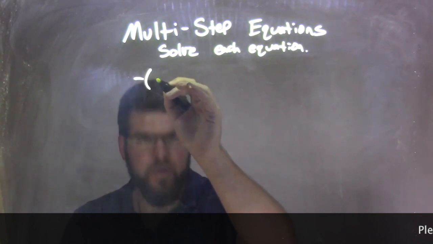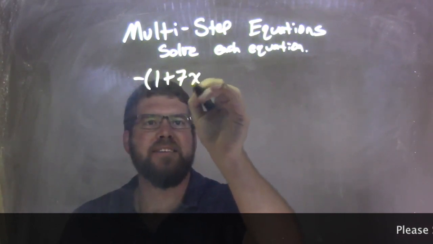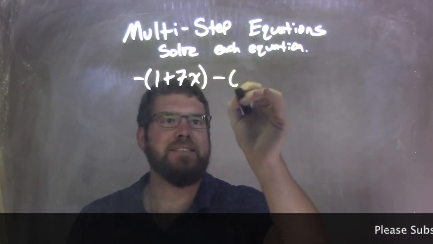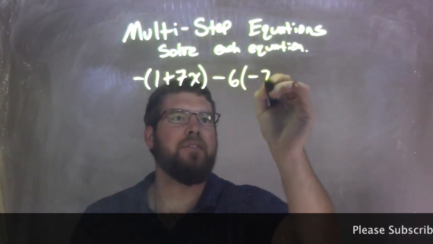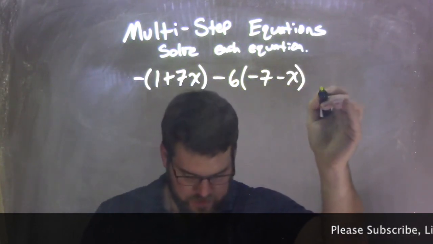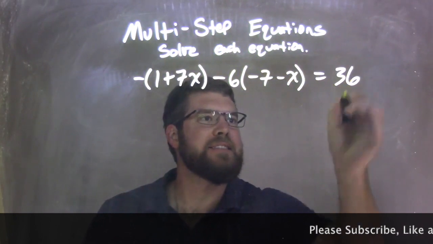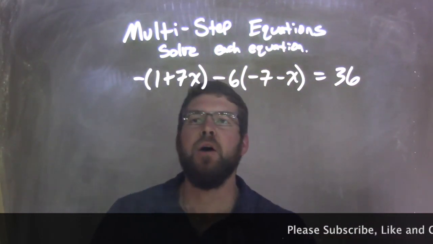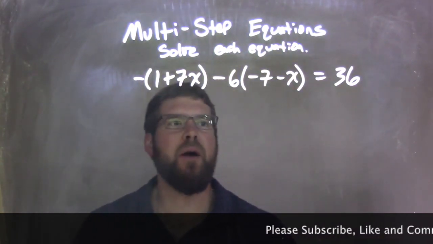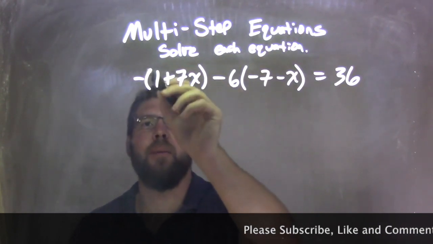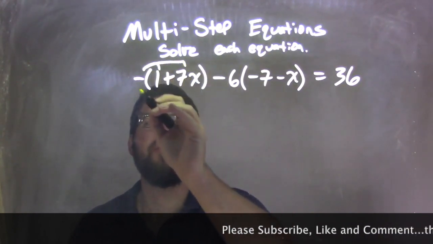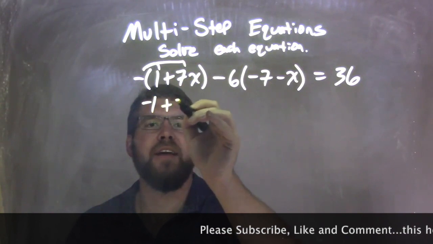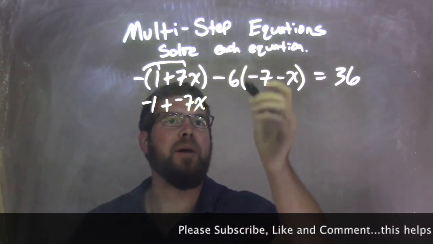Negative parentheses, 1 plus 7x, minus 6 times negative 7 minus x equals 36. Okay? Well, what I'm going to do in this problem is a lot of distributing. I'm going to distribute that minus sign across. So we have negative 1 here plus a negative 7x. Then we're going to distribute this.